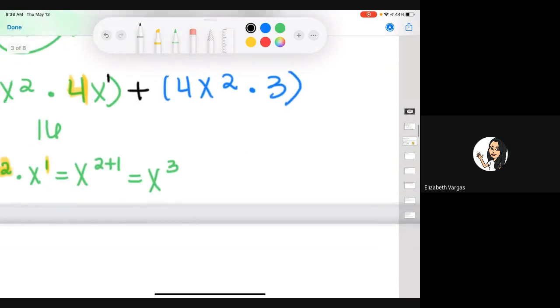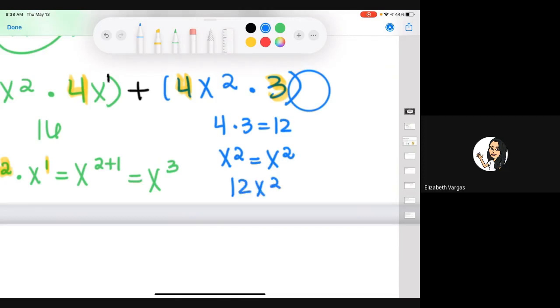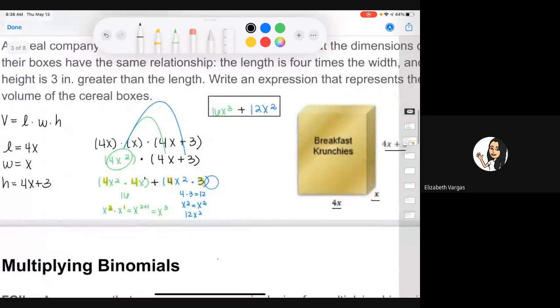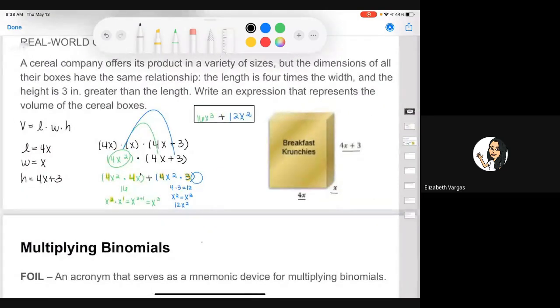So now I have to look for this blue part. Again, I'm multiplying my whole numbers. 4 times 3, that's 12. Here I only have x squared. I don't have anything on this side. So it just becomes x squared. So 12x squared is my resulting, right? I'm just dropping that down. And so that gives me 12x squared. And so therefore, I have this expression, which represents the volume of these cereal boxes.